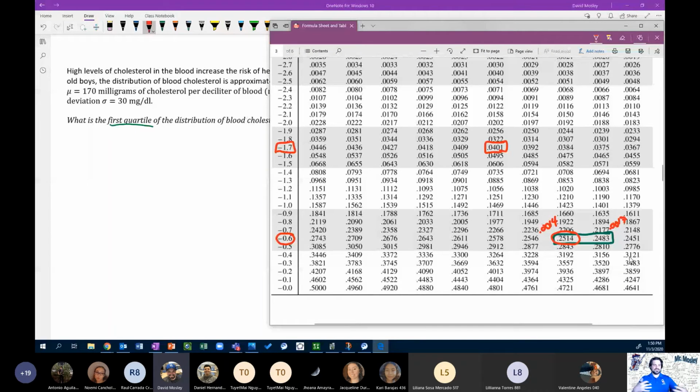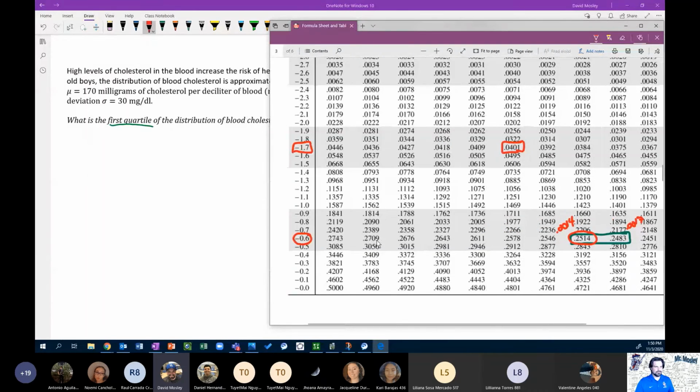But in this situation, we're not going to hit 0.25 exactly on the nose. We're going to be in between two values. We have 0.2483, that is 0.0017 away from 0.25, and 0.2514, that is 0.0014 away from 0.25. Since 0.2514 is numerically closer to 0.25, that is the number we're going to use. When we trace that back, we get a row decimal of negative 0.6.